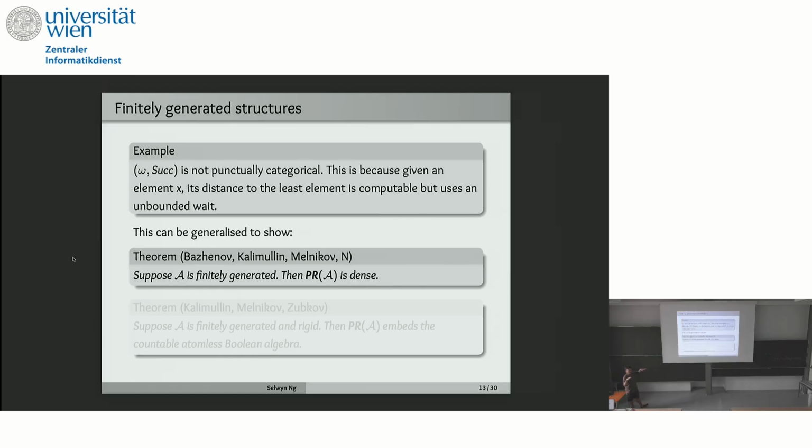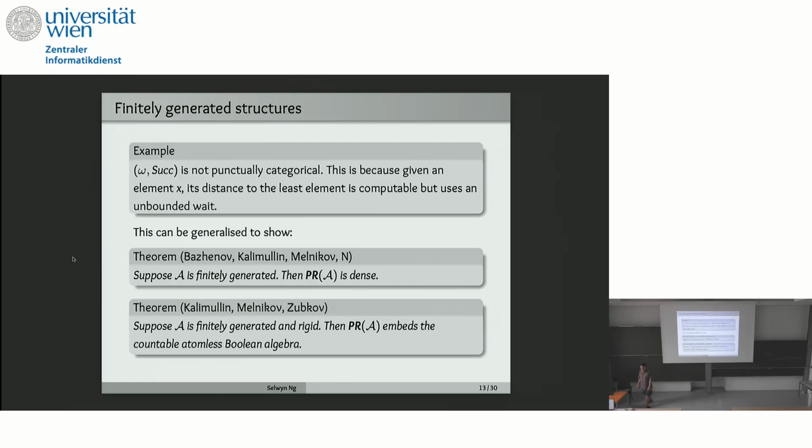If you think of the example with the computable graph, computable tree, it's the same situation here. You could have elements that are not immediately connected with the zero element, and to determine those, it will require an unbounded search. But anyway, this can be shown. This example can be used to show that every finitely generated structure has a dense PR degree structure. In fact, if you add rigid to the assumption, then not only is the PR degree structure dense, but it also embeds the countable atomless Boolean algebra.